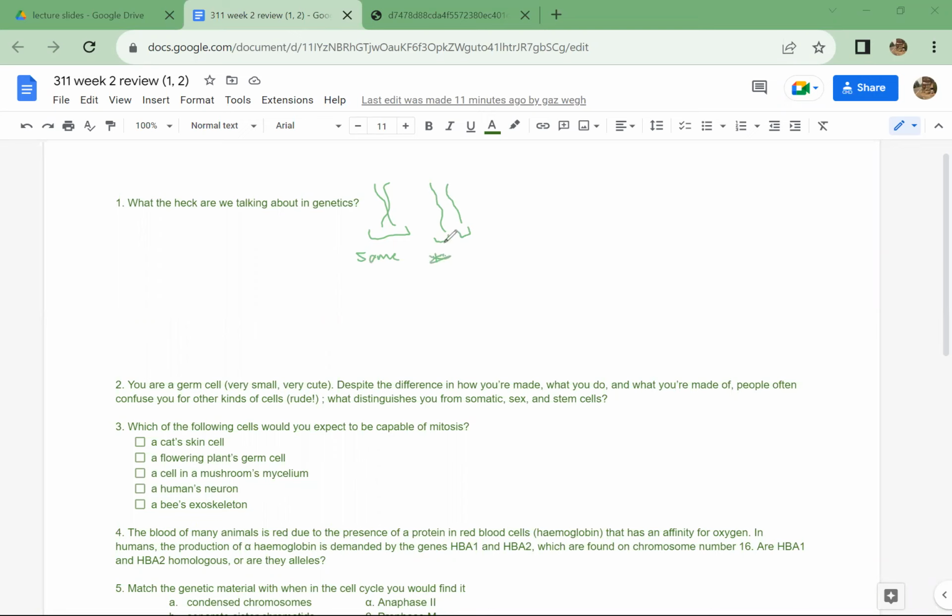Something's happening with my pen. Oh no, stop that. Scoundrel. Chromatids. I should just write the whole word out. Oh my God, this isn't working. These are two individual chromatids.